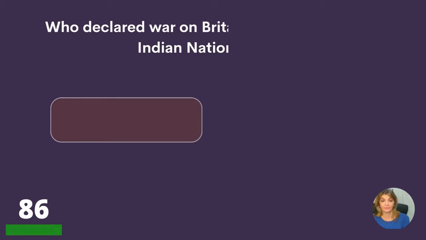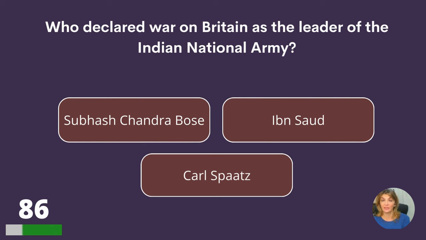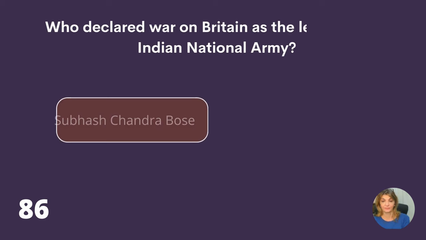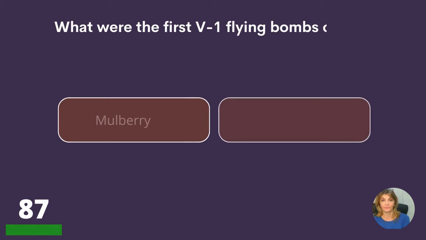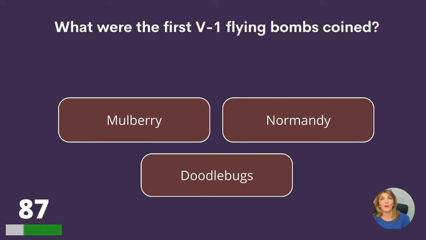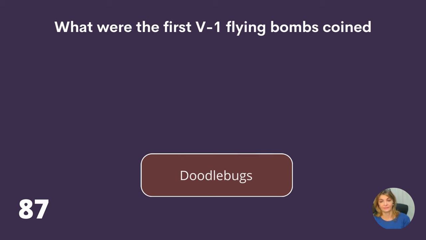Who declared war on Britain as the leader of the Indian National Army? Subhash Chandra Bose, Ibn Saud, or Carl Spaatz? Subhash Chandra Bose. What were the first V1 flying bombs nicknamed? Mulberry, Normandy, or Doodlebugs? Doodlebugs.